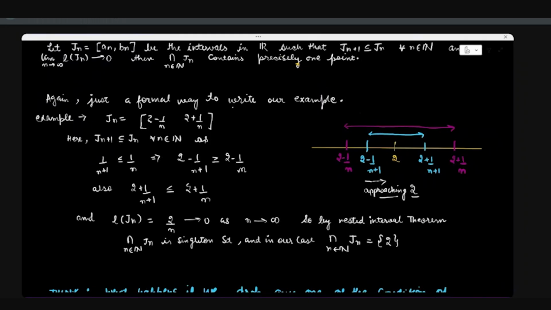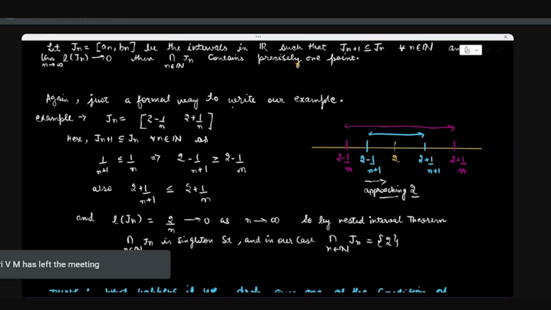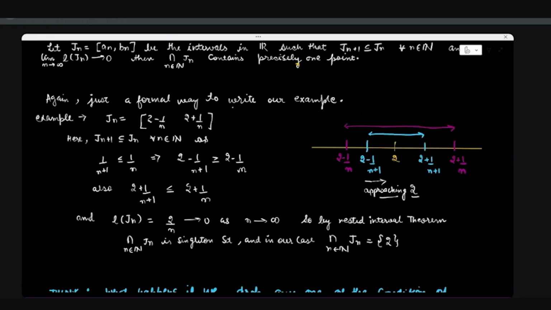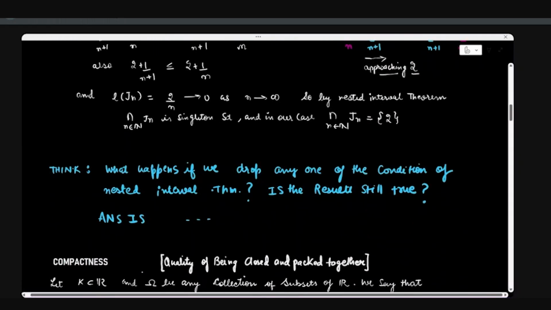Also, I am not going into the proof of the nested interval theorem. I encourage you to read it and write it, and also to check whether the conditions in the statement of the nested interval theorem are redundant or not. Actually, we can't drop any of the conditions in the nested interval theorem. So you should find counterexamples showing why we can't drop the conditions in the theorem.